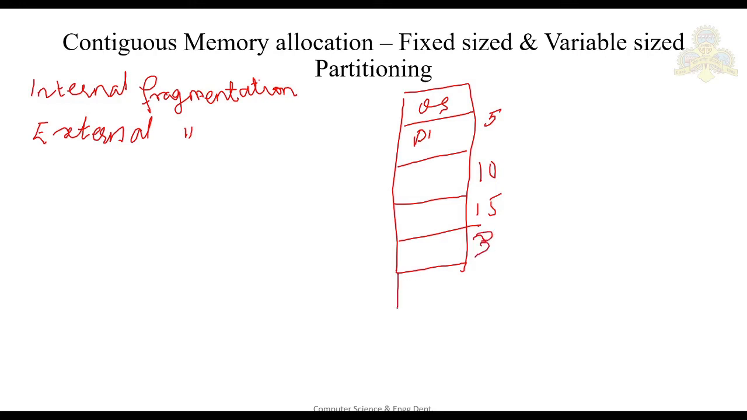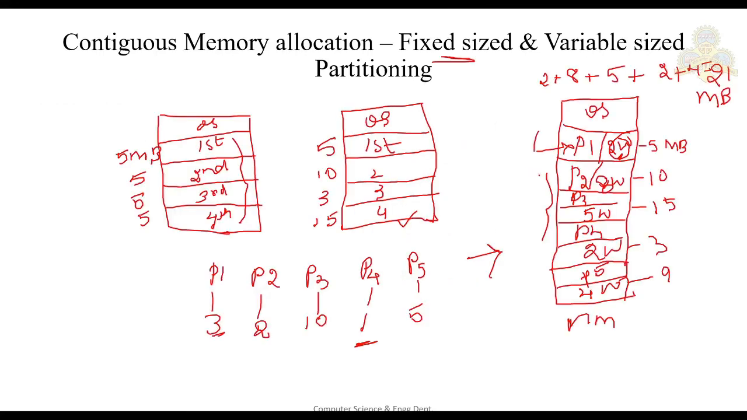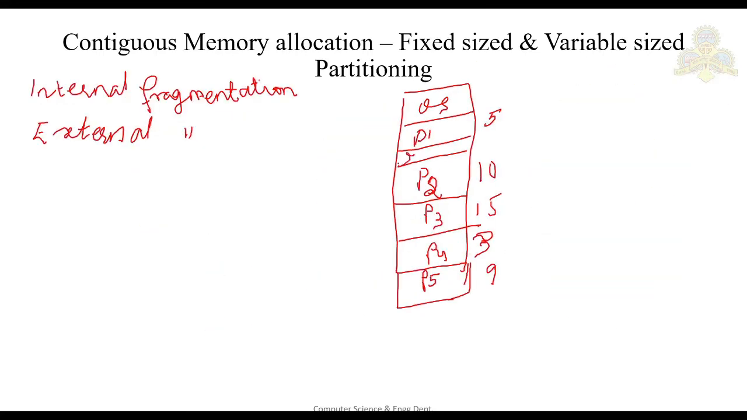And suppose we take the same example, and this is 9 MB. That means 5 processes are there in the system: P1, P2, P3, P4, and this is P5, right? What is the wastage? I am basically drawing the same diagram in the next slide. 2 MB wasted by P1, P2 wasted 8 MB, P3 wasted 5, P4 wasted 2 MB, and P5 has wasted 4 MB. That means altogether 21 MB was wasted.